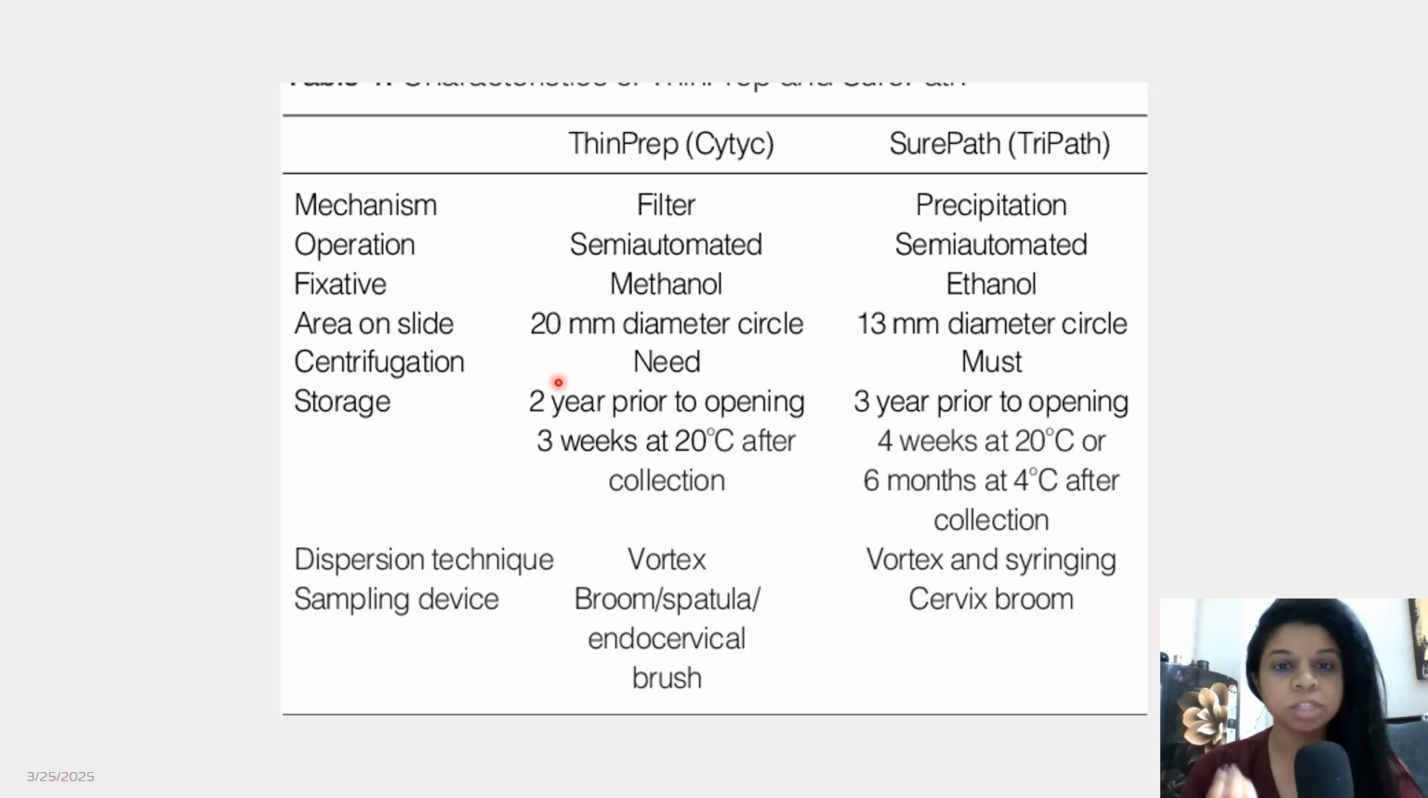And centrifugation is required in ThinPrep, whereas in SurePath also it is required. Storage, you can store for 2 years in ThinPrep and 3 years in SurePath, and the storage temperature and weeks and all are written. Dispersion technique, which is the first step in both the liquid-based cytology procedures: for that, we use vortexing in ThinPrep, and here we use vortexing as well as syringing. And the sampling device, which we usually use is the cervical broom in SurePath. And in the ThinPrep method, we can use a broom or spatula or endocervical brush as well.